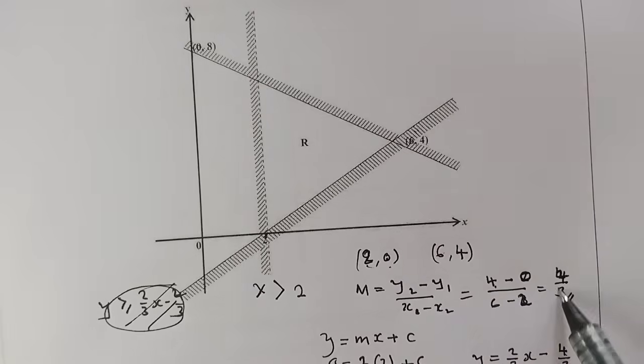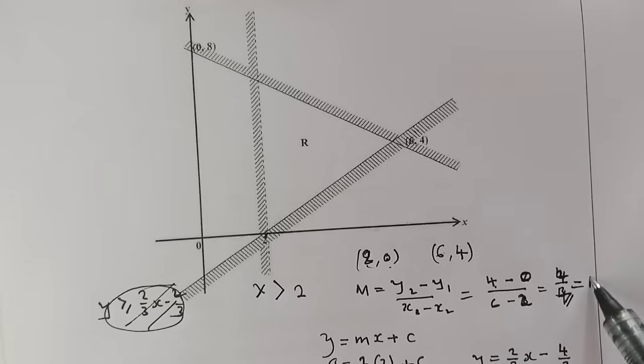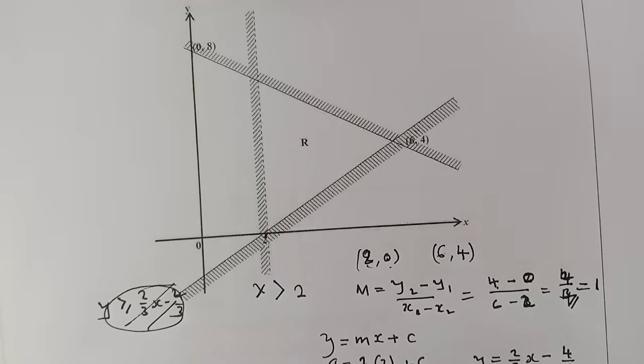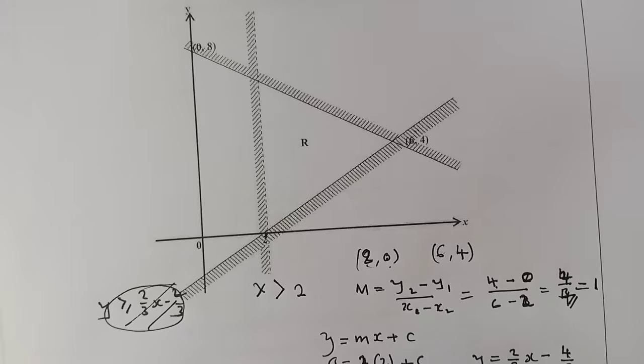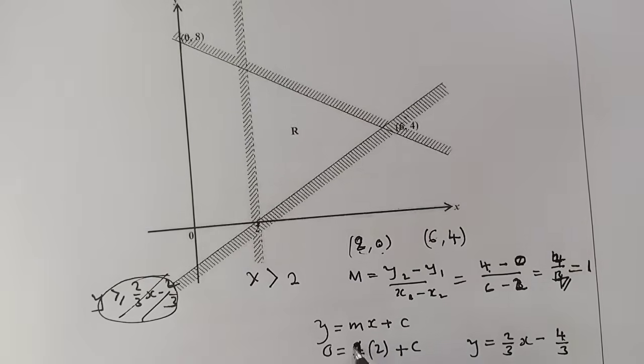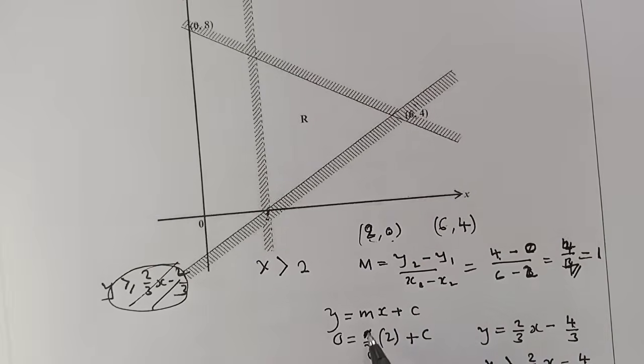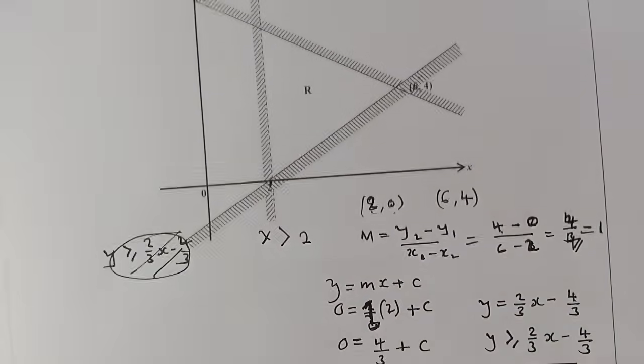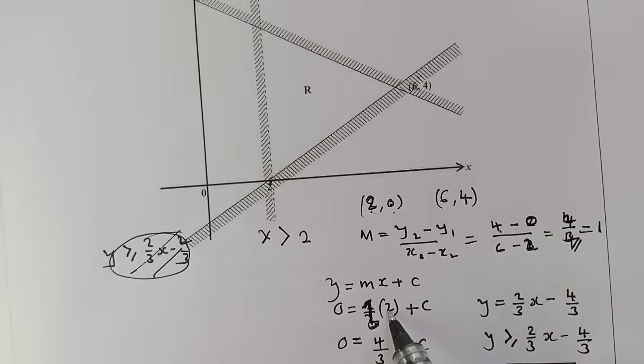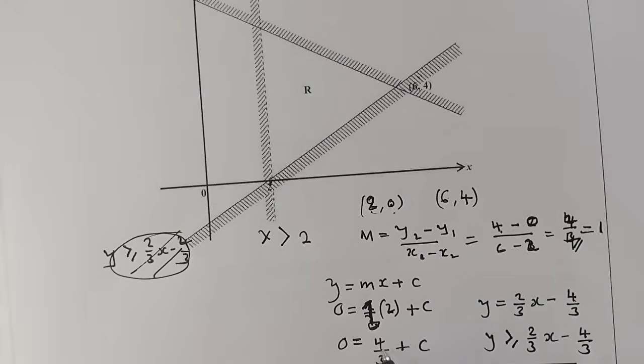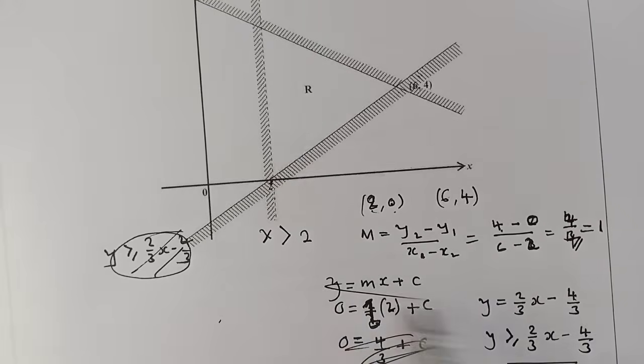Down here we have a 4, and our gradient will be equal to 1. So our gradient is 1. So we're going to use the formula for finding the equation of a straight line. On the gradient we just found 1, so write 1. We pick one of the coordinates, so here we have 2. Okay, so when we work out, we'll find our c.